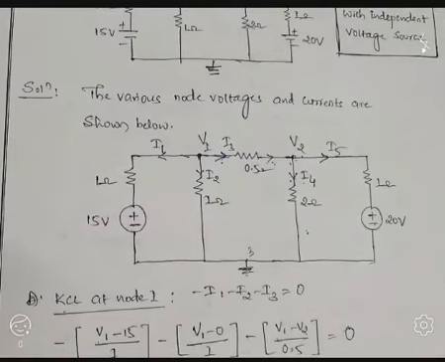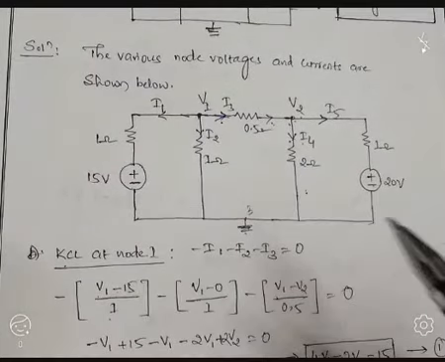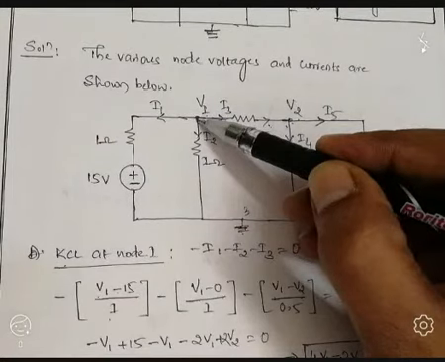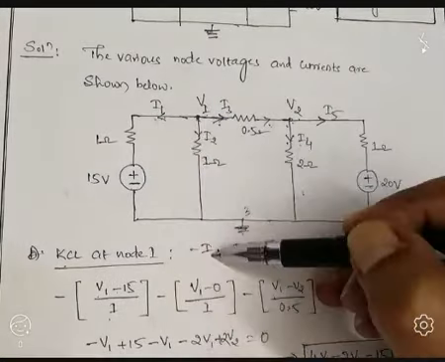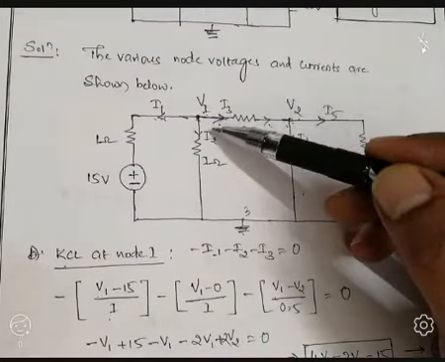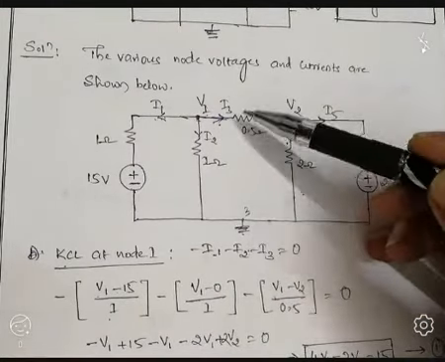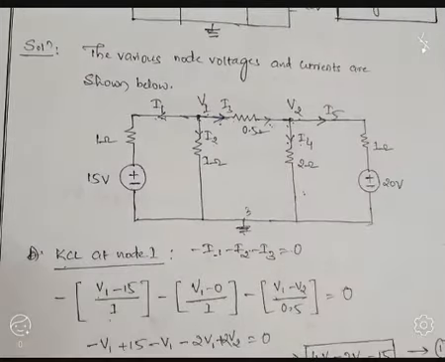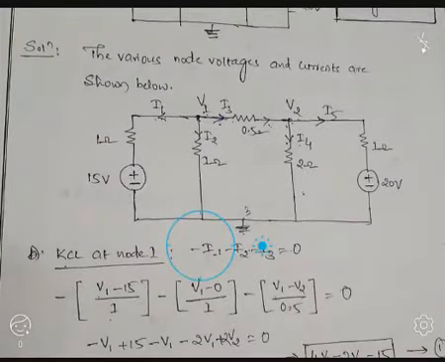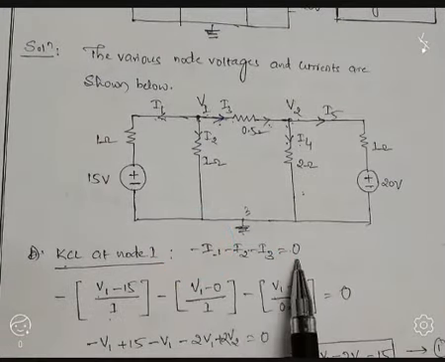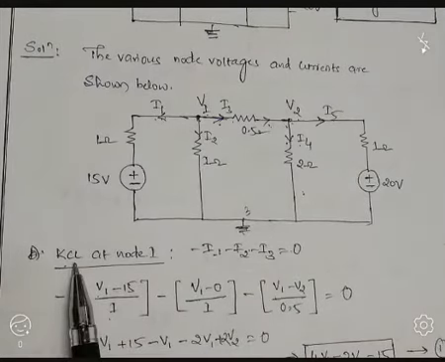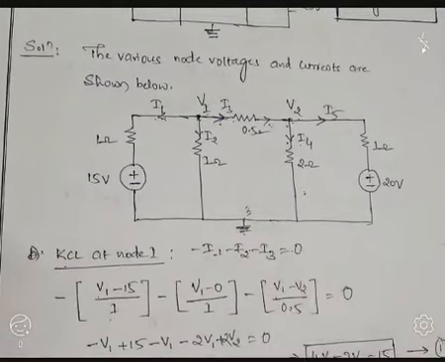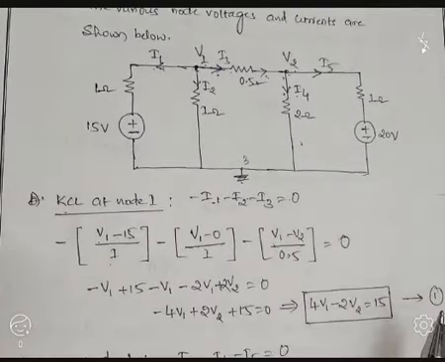First I will apply the KCL for this node V1. Current I1 is moving away, hence minus I1. Current I2 is also moving away, hence minus I2. Then current I3 is also moving away, equal to 0. Hence minus I1 minus I2 minus I3 is equal to 0. So we applied Kirchhoff's current law at node 1, that is V1. We got this equation. Now let us substitute the values of I1, I2, I3 in this equation.